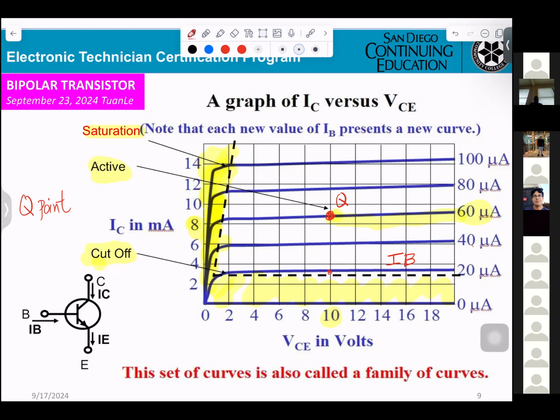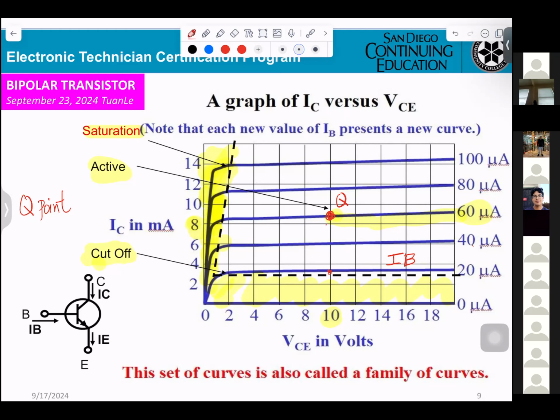You can use MSIM7, or another simulation, PSPICE. That means if you already know the values, you can get the resistors RB, RC, RE to make the transistor work at the Q point.